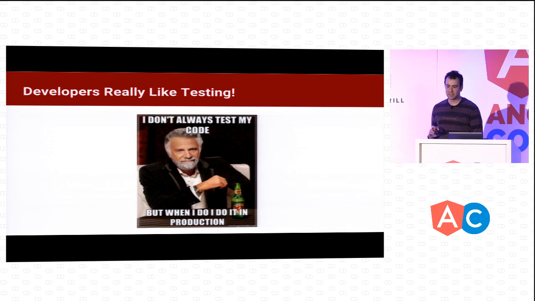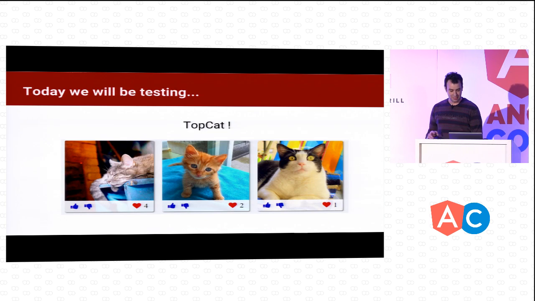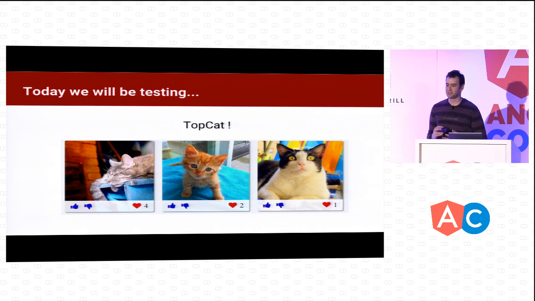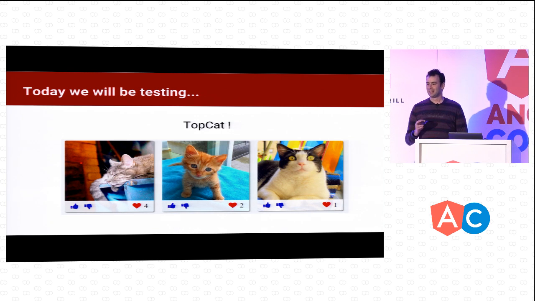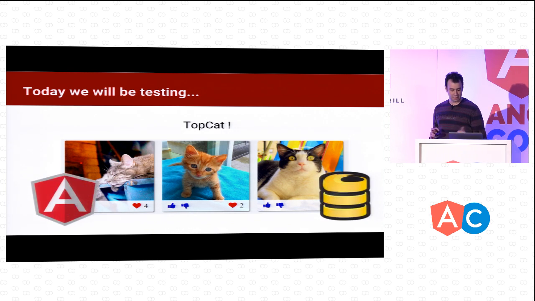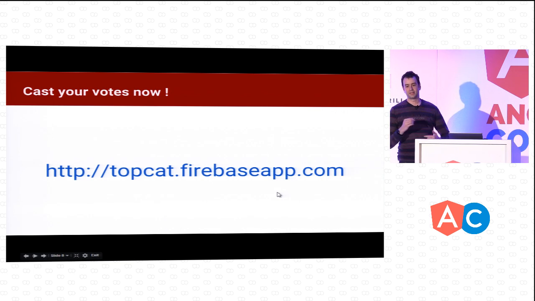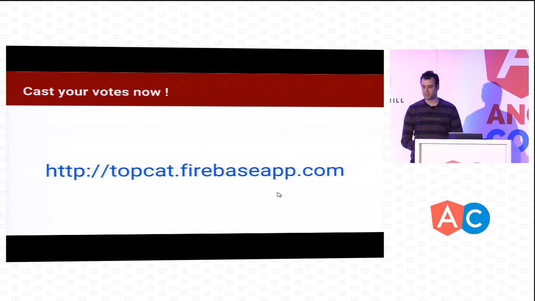So today we will be testing a cat rating application. It's called TopCat, and it has nice pictures of a kitten from Flickr, which you can upvote and downvote. Now, as I just mentioned, the best way to test your application is to take it into production and call it beta. So this application is built using AngularJS and Firebase as the backend. And I uploaded it to Firebase hosting, so you can all play with it during the talk.